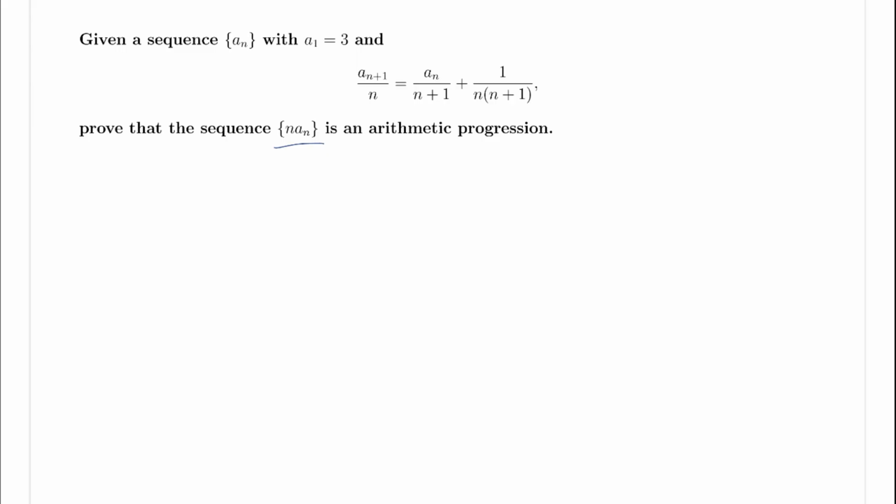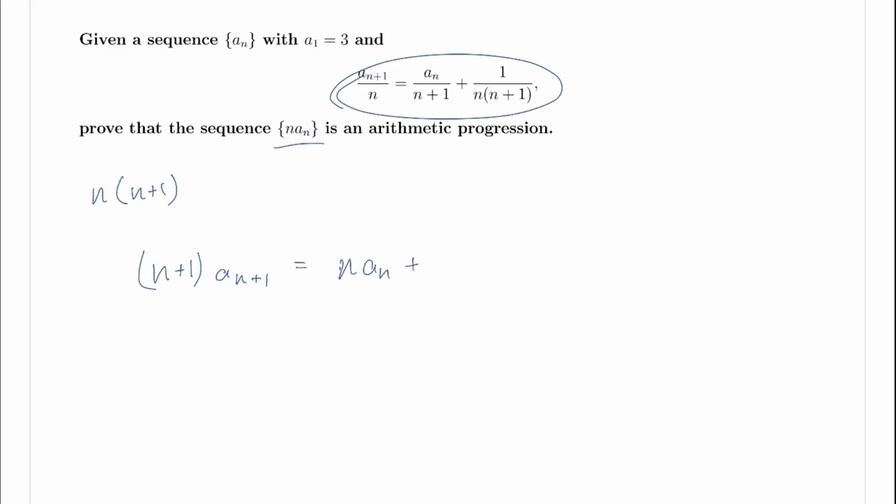So the first thing we're going to do is simplify this equation a little bit. I'm multiplying both sides by n times n plus 1. What that's going to give us is n plus 1 times a sub n plus 1 equals n times a sub n plus 1. And believe it or not, we're basically done already.